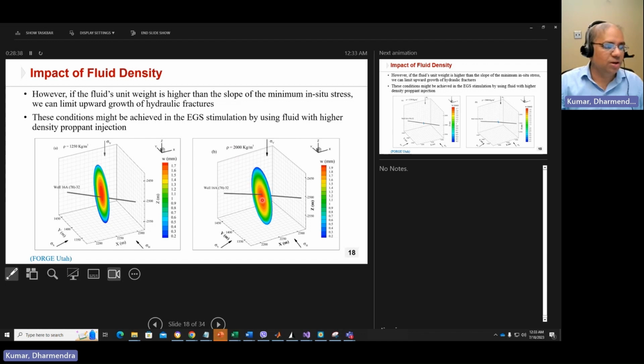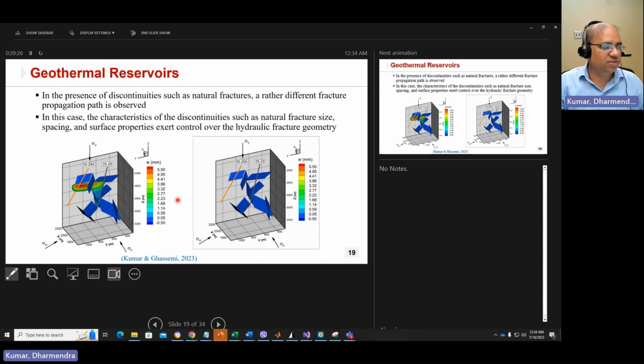So one idea is to mix the fluid with proppant, so that will make your fluid of high density, and it can probably restrict some of this upward growth. But the problem is that proppant is not very well tested in geothermal reservoirs, because they have very high temperature, and most of the proppant we use in oil and gas gets crushed. They're not stable. So it's a big challenge how we can make this high density fluid injection, and how we can maintain this high density fluid in the geothermal reservoir, so that we can restrict some of this upward growth.